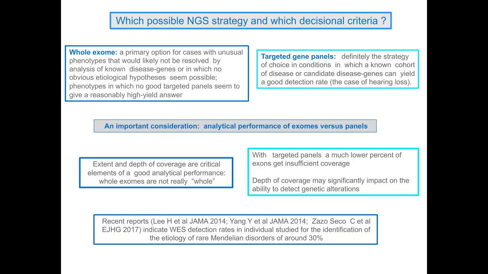On the other hand, if extent and depth of coverage are critical elements of a good analytical performance, then we also have to recognize that whole exomes are not really whole. In fact, there are recent reports published in 2013 and 2017 indicating that in individual studies for the identification of the etiology of rare Mendelian disorders, whole exome sequencing had a detection rate of about 30%. So this is what we have to start with.